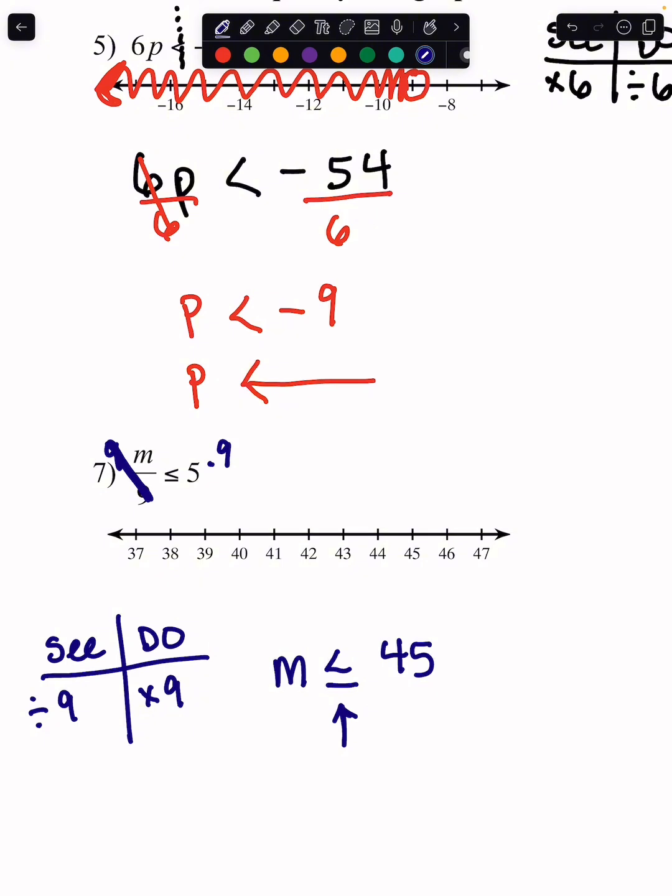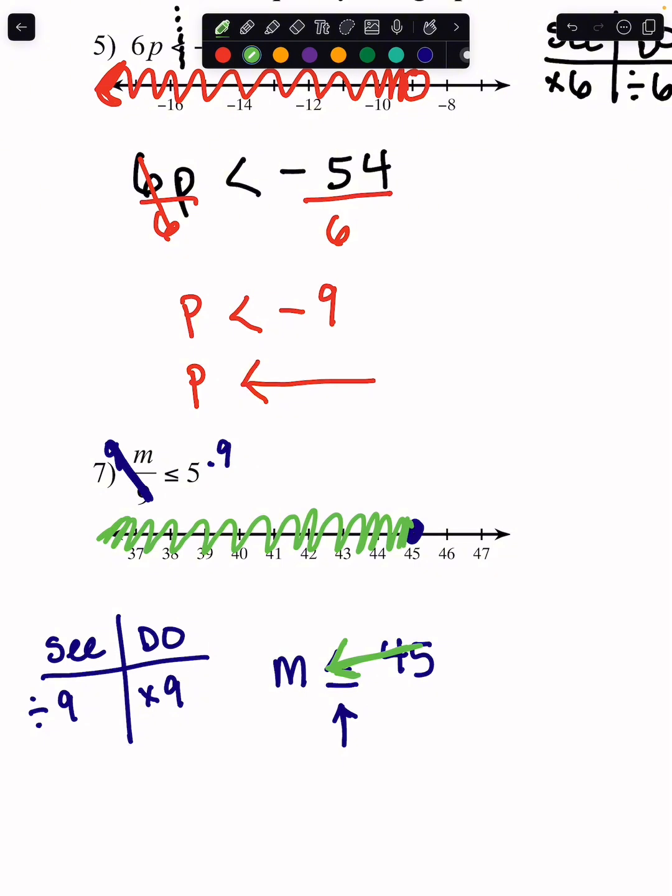And because, is it in the correct format? Variable, symbol, number? Yes. So that means I should be shading this way. Okay? And what that really means, the shading area means no matter what number I put in there, it's going to be less than 5, right?